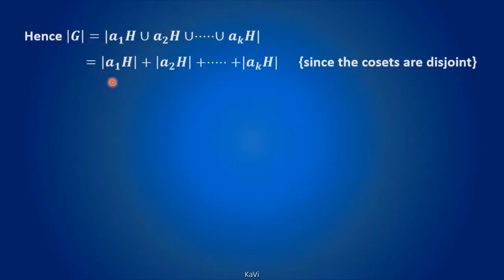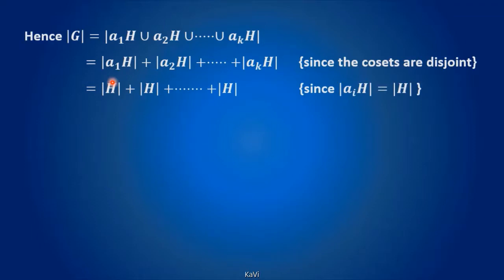Now, by the previous lemmas we have proved, we can see that each of these left cosets has an equal number of elements as in H. So modulus of A1H, modulus of A2H etc. Each term in this equation is equal to number of elements in H. So how many sets are we having here? We are having K disjoint sets. So this is equal to K times modulus of H.